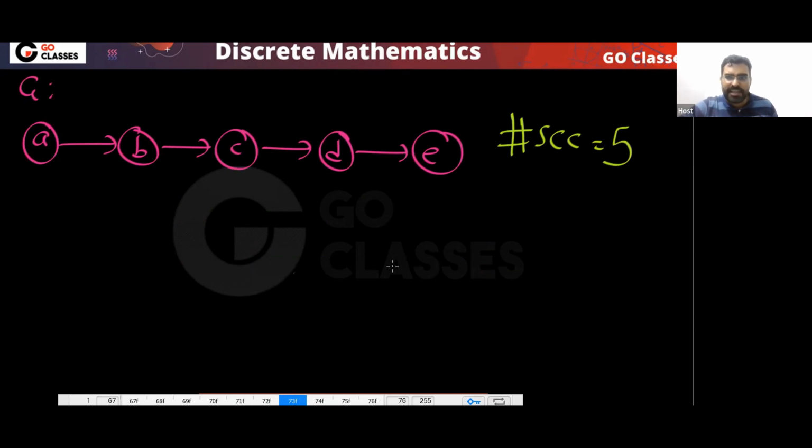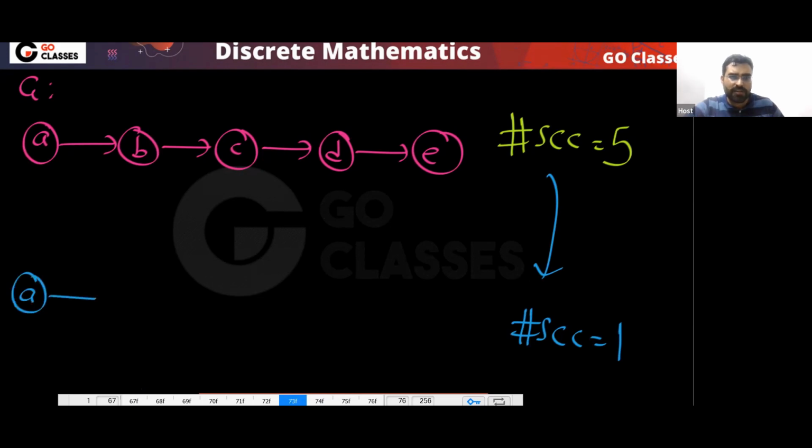Tell me which edge I add such that with one edge it will come down to 1. See, the number of strongly connected components can become 1 very easily. Very easily you can make it 1.